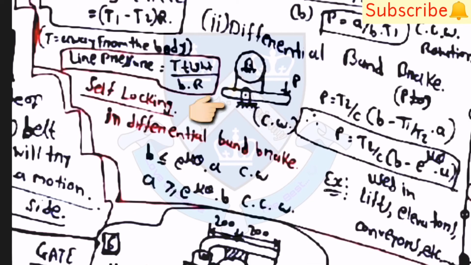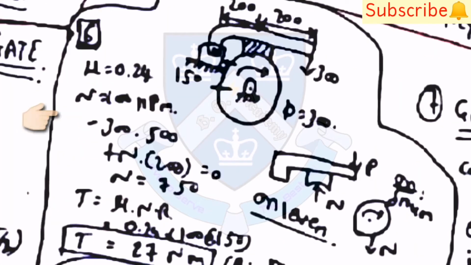Then for the differential band brake, P is equal to T2 by C into (B minus T1 by T2 into A), and P is equal to T2 by C into (B minus e raised to mu theta into A). Examples: it is used in lifts, elevators, conveyors, etc. These are examples for the band brake, because by the examples you can understand these questions very easily.